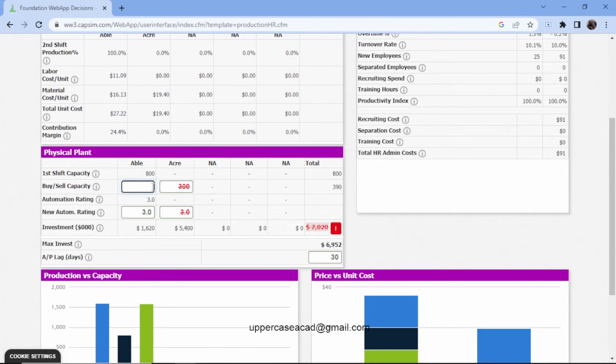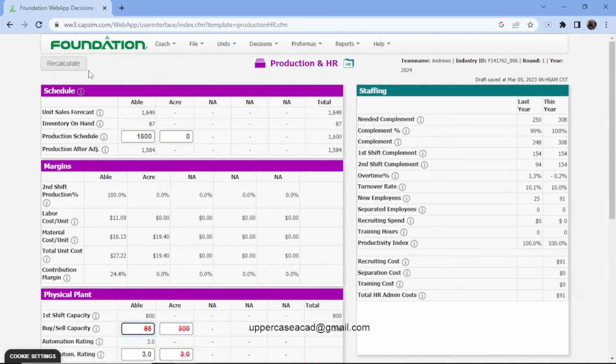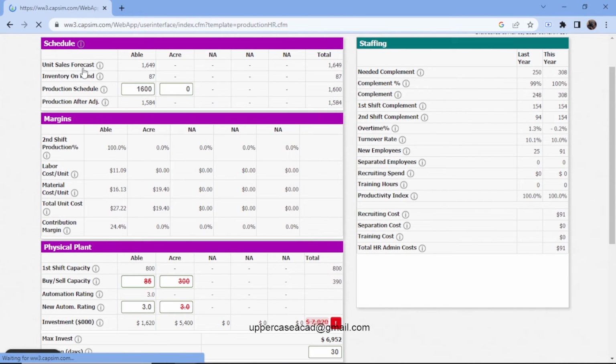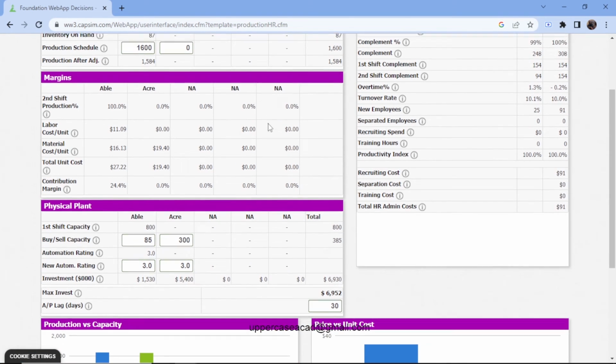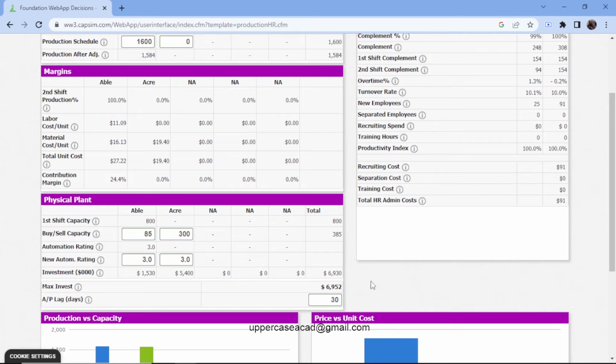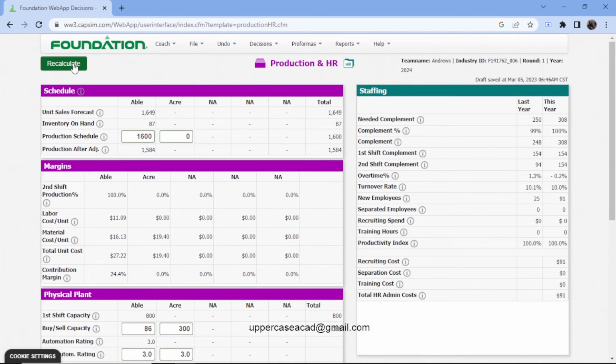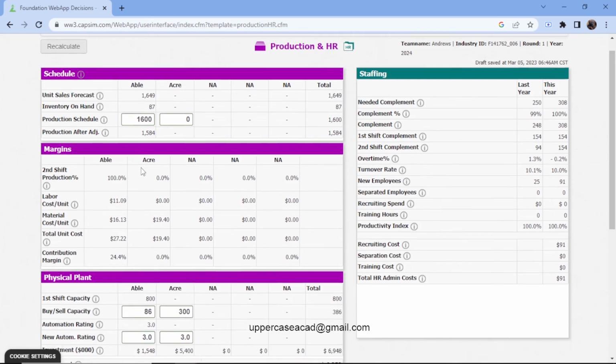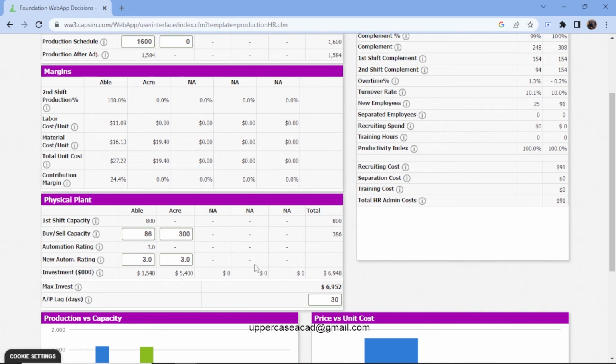Here we still can't do that. So let me say 85. I just want to increase my capacity by any figure that will be allowed. If I say 85, I can see I'm good, but we still have an issue. So let me say 80. Let me put here 86 to see if I can do it. Yeah, so 86, I think I can't do more than 86.